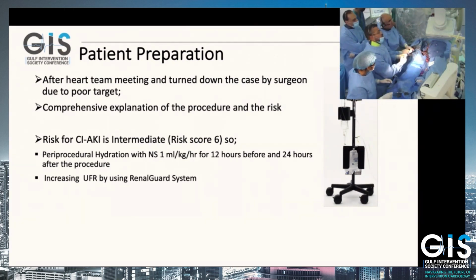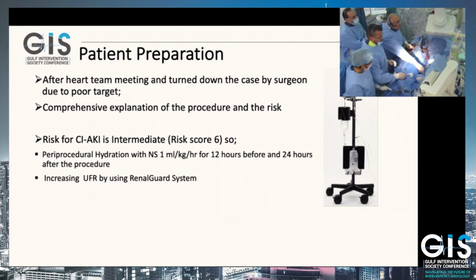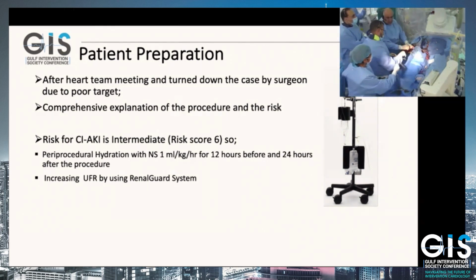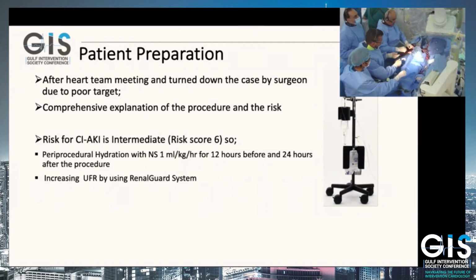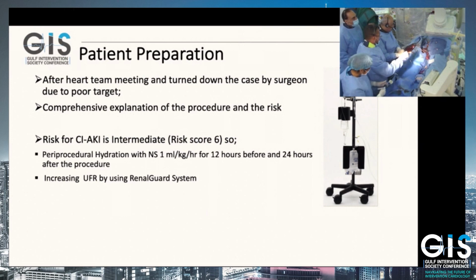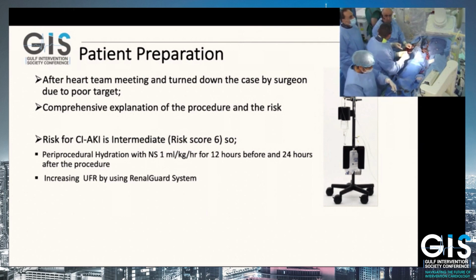He has an intermediate risk for contrast-induced acute kidney injury. It was 6 when it was calculated. So he was prepared with hydration with normal saline, 1 ml per kg per hour for the last 12 hours just before the angio and PCI, and we will continue for another 24 hours. Also, we used the RenalGuard system to increase the urine flow rate, and we do have a good experience with this device. It prevents contrast-induced nephropathy.